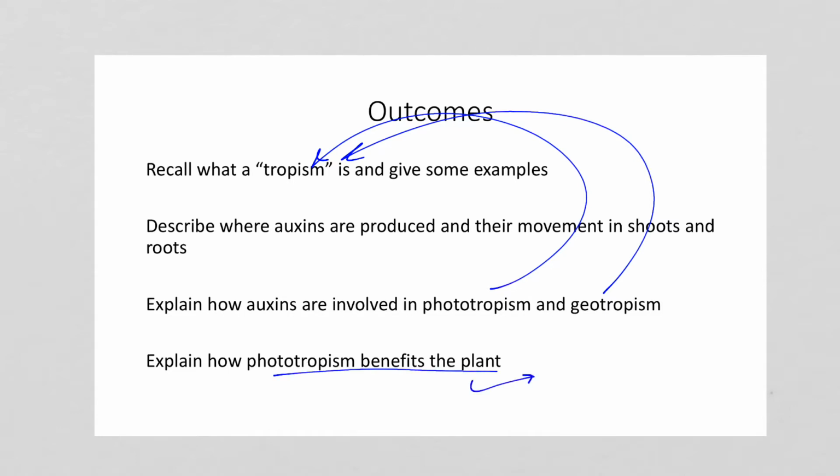A little bit of spoiler alert here. This is going to be looking back to unit B4 and photosynthesis. So we're going to have to take our knowledge of photosynthesis, the products of photosynthesis, how photosynthesis happens, and link that to this thing called phototropism.